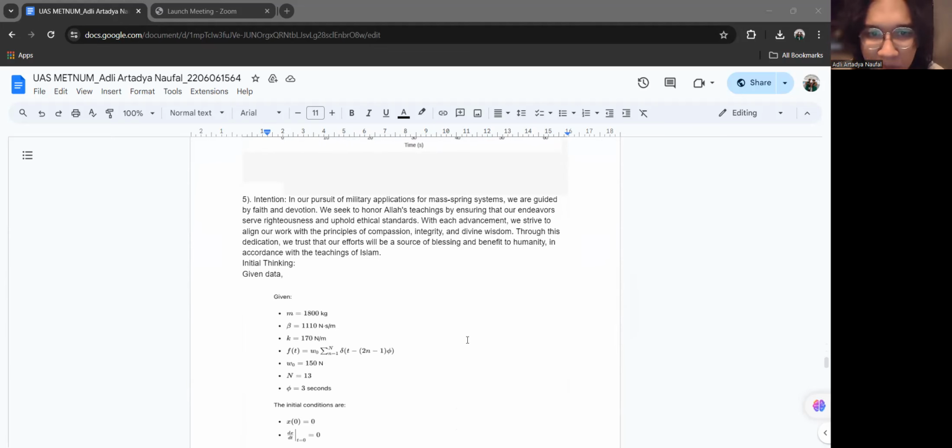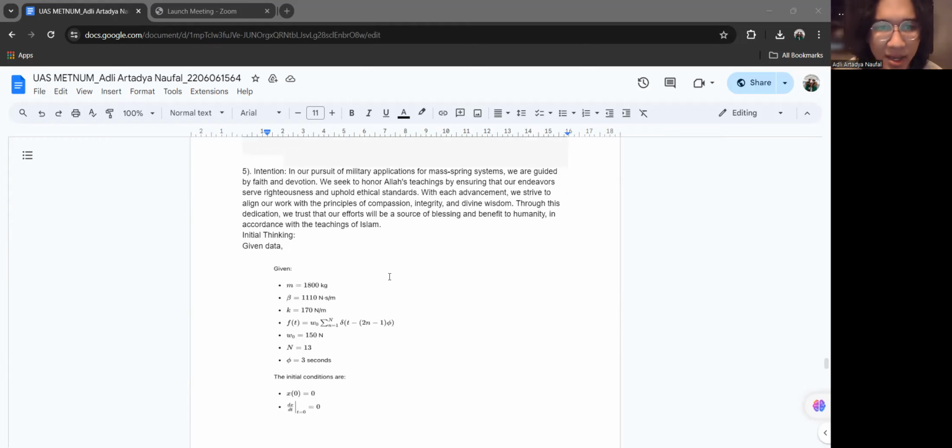And the last question, as always, we start with intention. In our pursuit of military application for mass spring system, we are guided by faith and devotion. We seek to honor Allah's teachings by ensuring that our endeavors serve righteousness and uphold ethical standards. With each advancement, we strive to align our work with the principles of compassion, integrity, and divine wisdom. Through this dedication, we trust that our efforts will be a source of blessing, benefit to humanity, and in accordance with the teaching of Islam.